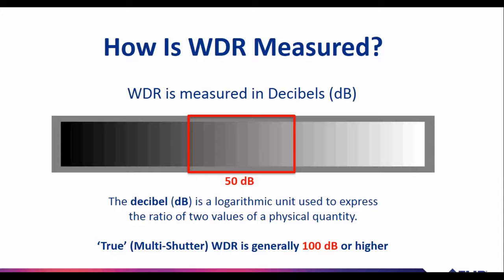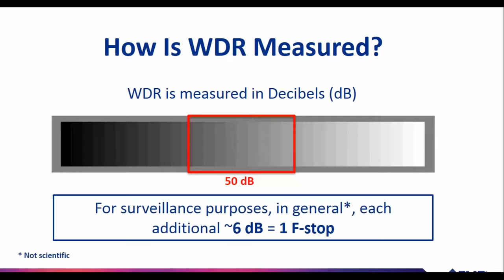And if you look down at the bottom again, as we talked about true or multi-shutter WDR, generally we're referring to cameras that are 100 decibels or higher. Now that's even shifting as well, right? There are cameras coming out that are a little bit lower than 100, and they're still able to produce the wide dynamic range image. Now, as we go forward, this was the one, and I even put it in here with the little asterisk, not scientific, right?